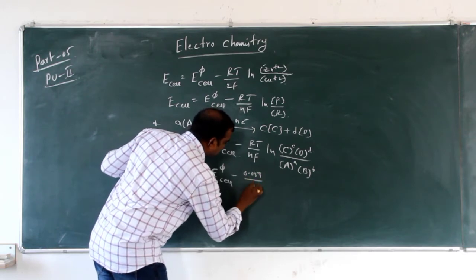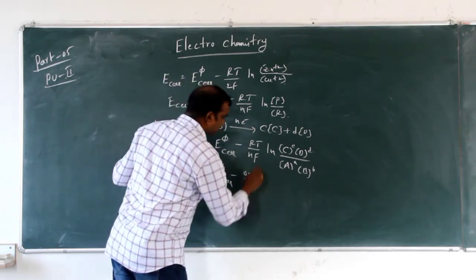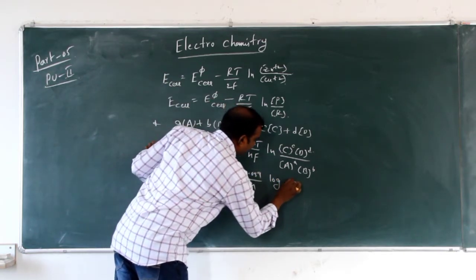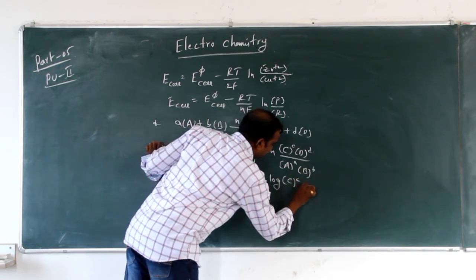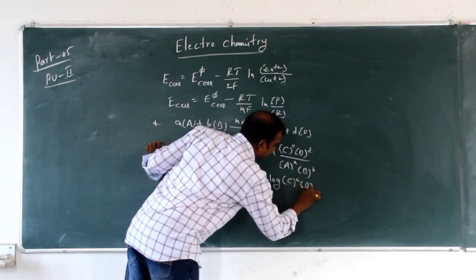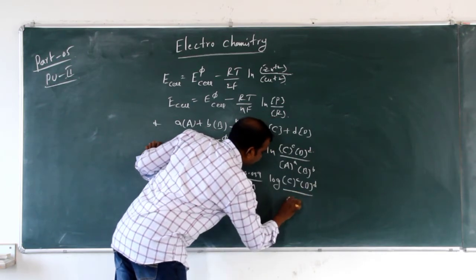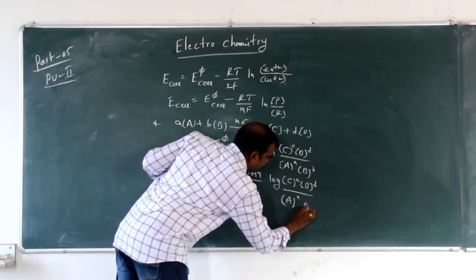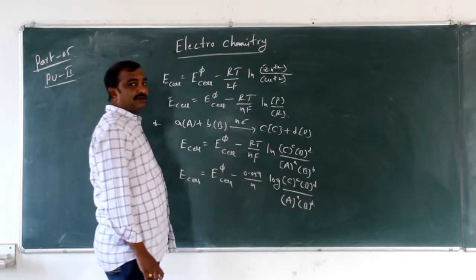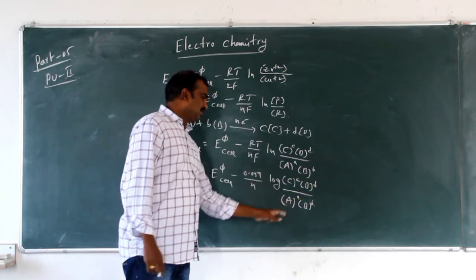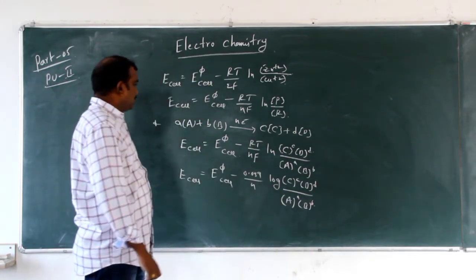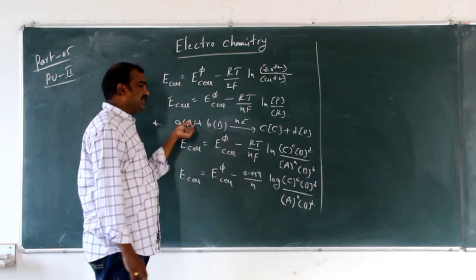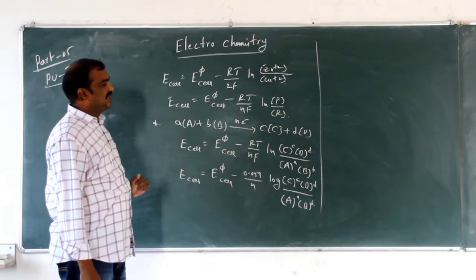0.059 by n, taking log of products concentration, whole power c, and D, also one of the products, whole power d, divided by A whole power small a and B whole power small b. So this is A and this is B. This is the Nernst equation for the general reaction.